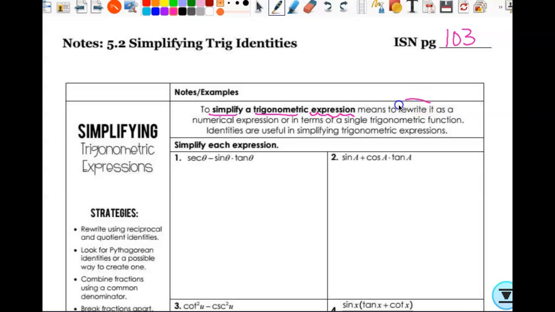So it means we're going to rewrite it as a numerical expression or in terms of a single trigonometric function. That means when we're done, after we've simplified it, we might get 1. We might get 2. We might get sine of theta. We might get cosine squared theta. We might get 3 tangent theta, but it's like one single thing, okay? We good with that? All right.